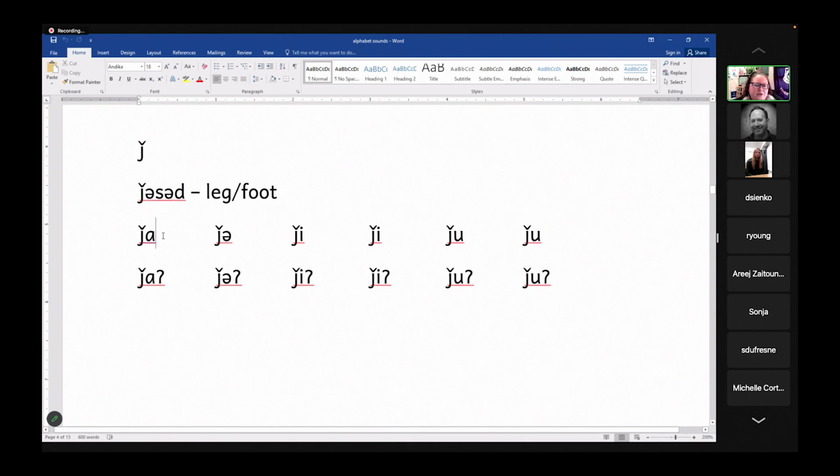So for our sound chart, ja, ja, ji, j, jo, ju. And then with the glottal stops, ja, ja, ji, j, jo, ju.